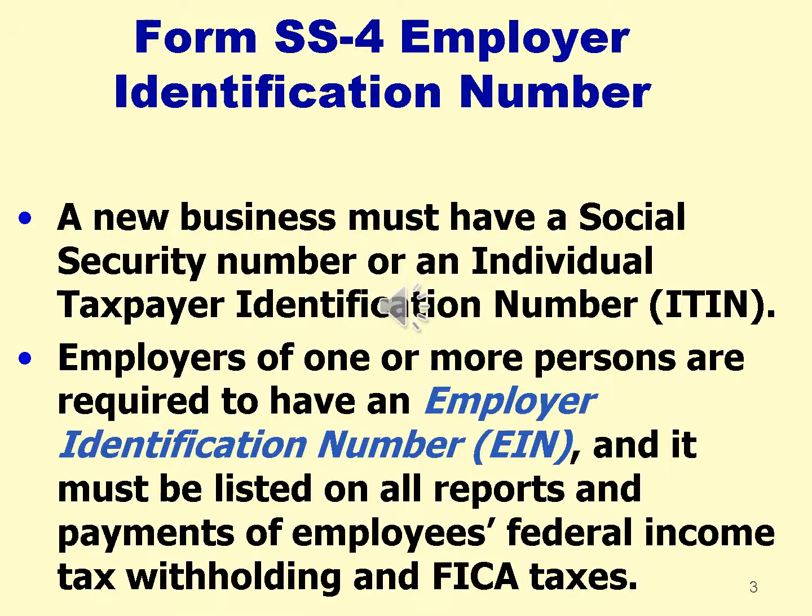We will begin with the IRS form SS4, used to apply for the employer identification number. New businesses must have either a Social Security number or an individual tax ID number. If they are an employer of one or more persons, the business is required to have an employer ID number, otherwise known as an EIN. It will be used on all the reports and payments of federal income tax withholdings and state taxes. This form is very brief to complete, and you can call the IRS directly for assistance in filling it out.